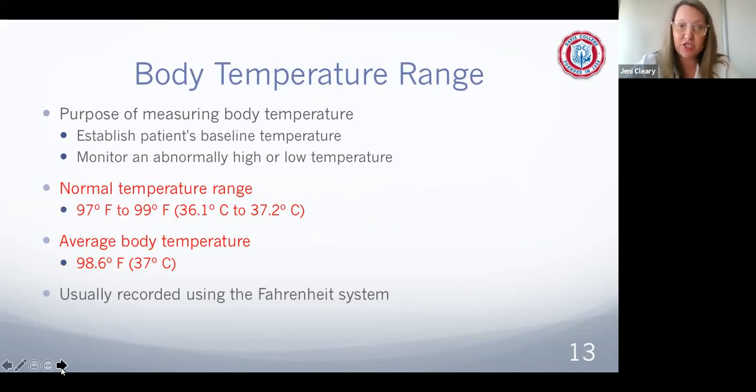Body temperature ranges. The purpose of measuring the body temperature is to establish the patient's baseline temperature and monitor an abnormally high or low temperature. The normal temperature range is going to be 97 degrees Fahrenheit to 99 degrees Fahrenheit. Our average body temperature is 98.6 degrees Fahrenheit. Usually in the United States, this is recorded in the Fahrenheit system.